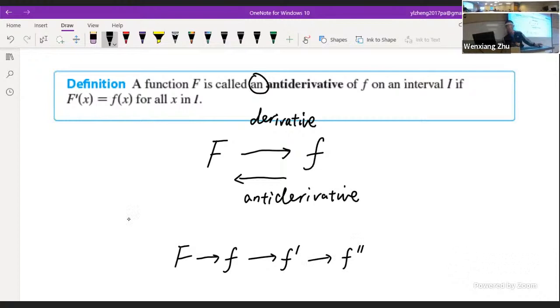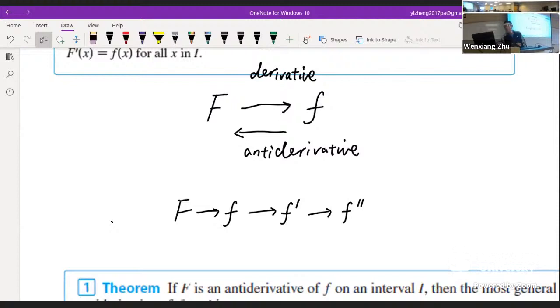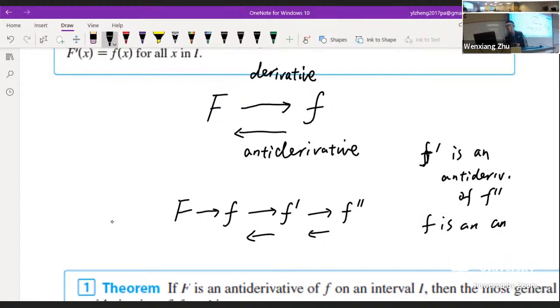Then you can go backwards. People will ask, what's the antiderivative of f double prime? You go backwards, so f prime is an antiderivative of f double prime. And also you can go backwards and say f is an antiderivative of f prime. You can just go backwards. So when you go back in the tree, to the ancestors, you do antiderivative.